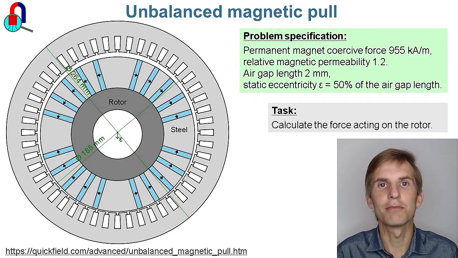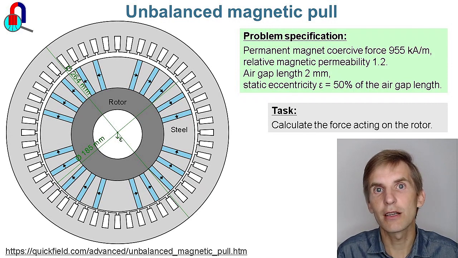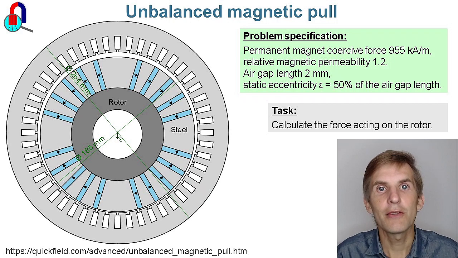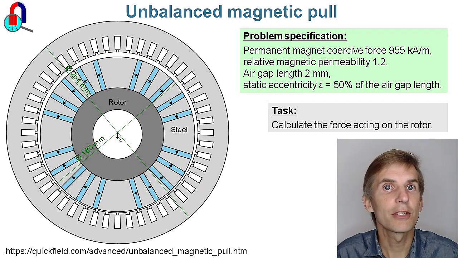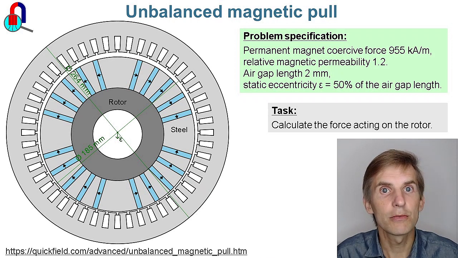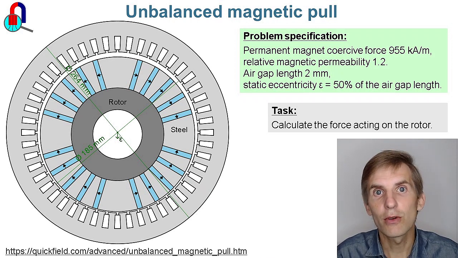Unbalanced magnetic pole. A synchronous generator has a stator with a three-phase winding and a rotor with permanent magnets. If the rotor is properly centered, then the total force acting on the rotor is zero. But if there is an eccentricity, then there is an uneven air gap, which causes the unbalanced magnetic pole. Our task is to calculate the force acting on the rotor.